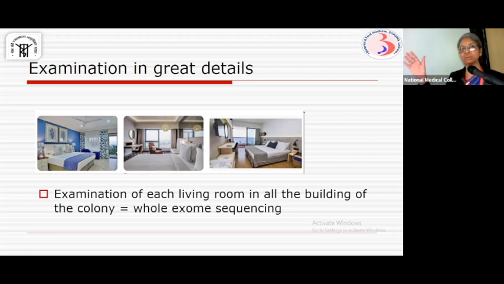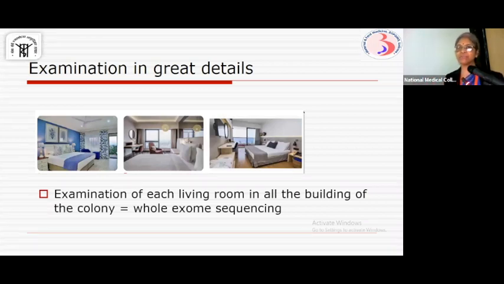Whole genome sequencing is looking into all of those buildings, 46 buildings inside every cell. So looking into every corner is not possible. That is why what is recommended is looking into every room. Like when you want to go and live in a hotel, you will never see the kitchen of the hotel. You see the rooms, how beautiful they are, and then you book it.